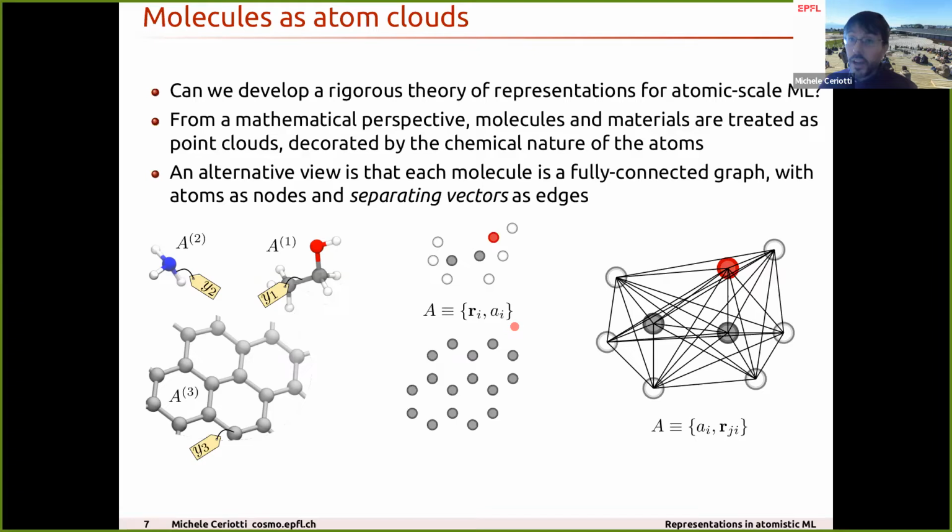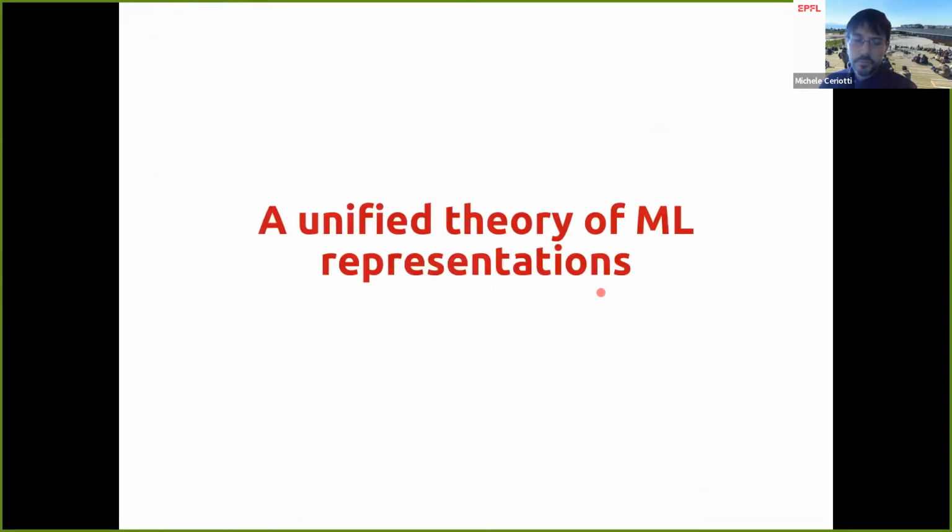And therefore, I think that a lot of the technology that we have been developing for molecules is also relevant in general for any kind of machine learning problems that is based on point clouds. And in particular, I will show you some results that might be interesting, which concern the description of molecules as graphs decorated with geometric information.